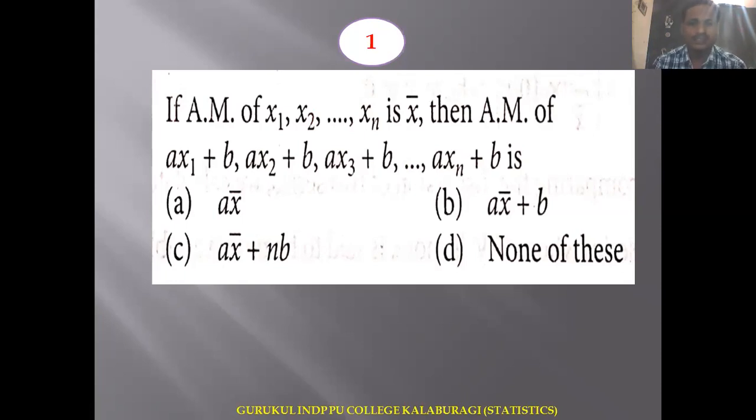What changes take place, we already learnt in the notes. When we multiply a constant to the given data, the mean is also multiplied by the same constant. When we add a constant to the given data, the mean is also added by the same constant. So what will be the right option? The second option is right, because we are multiplying each data by a, so the mean gets multiplied by a, that is a x bar, and we are adding b to each data, so the mean also gets added by the same constant b. So the second option is the right option.